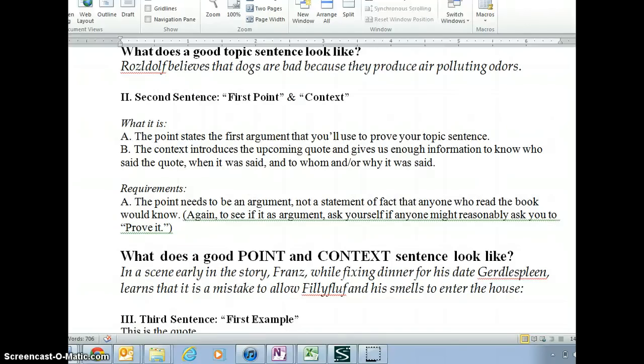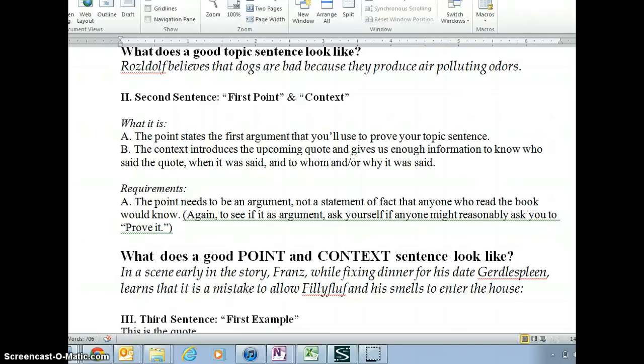Again, a point must be an argument, so it cannot be a statement of fact, and it's very important that you watch that video on how to make sure your sentences are arguments. Essentially, what you'd want to check is, if anybody else who read the book read your paper, would this point sentence be something that they maybe had not thought of?